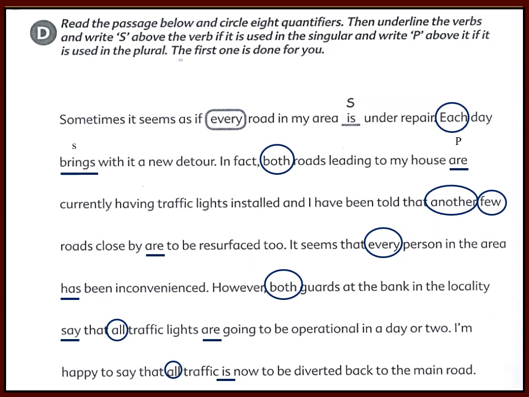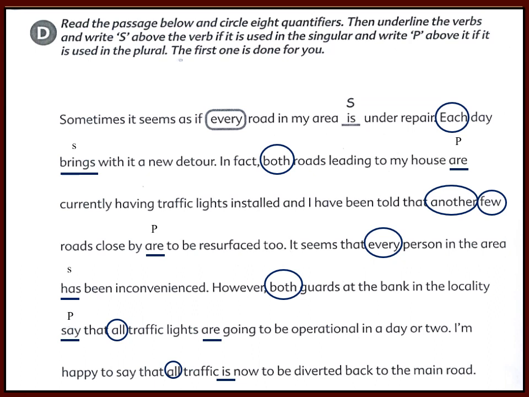"Few" means more than one, and another we use before "few" is "two". In grammar help we know "roads" is plural here, so "are" is plural too, right? And "every person" is singular, right? It means "has" would be singular. Good. However, "both guards", both again means more than one, so "say" would be plural.